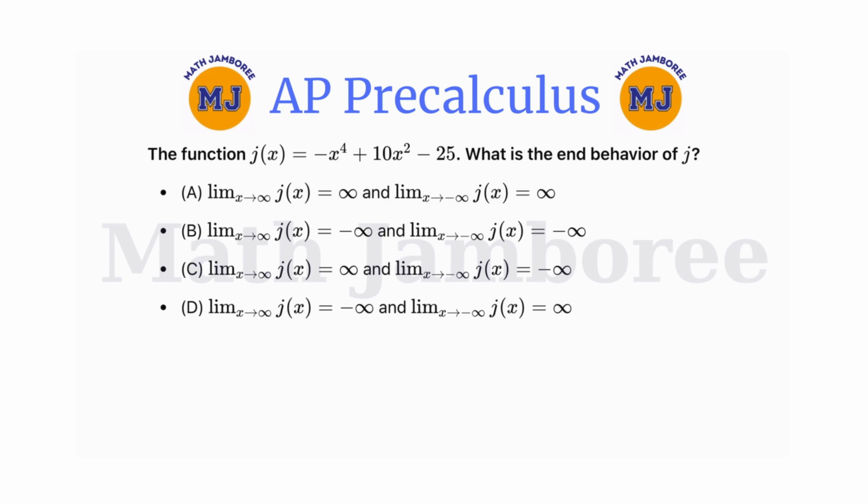First, let's recall that the end behavior of a polynomial function is influenced primarily by the term with the highest degree, which in this case is negative x to the power of 4. Now let's understand how the leading term, negative x to the power of 4, dictates the behavior as x approaches positive infinity and negative infinity.